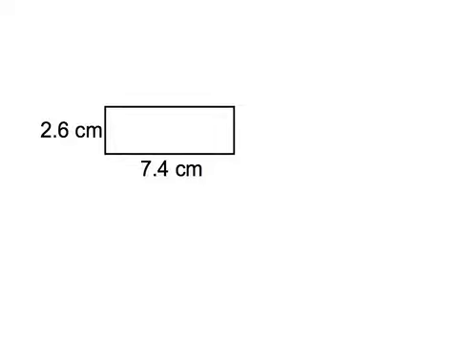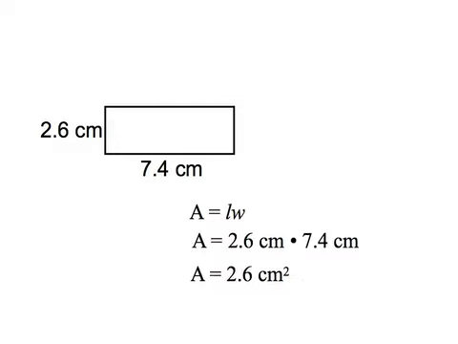But sometimes we have rectangles that don't have whole numbers, and we could try to divide this into little boxes, but you might guess some of the boxes wouldn't be a full centimeter on each side. So we'll just use our formula, length times width. So in this case, it's 2.6 centimeters times 7.4 centimeters. We get out our calculator, and our area is 2.6 square centimeters.